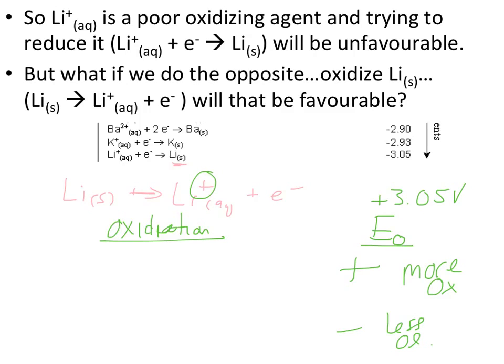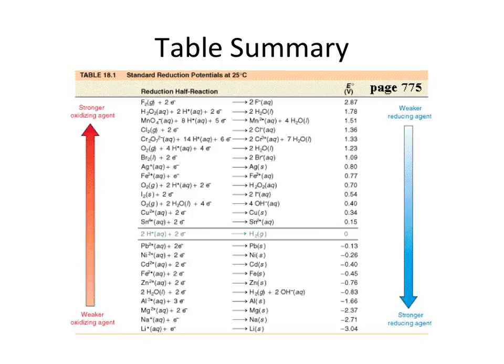Once you flip the equation, you flip the sign convention. So something that initially does not want to be reduced because it has a negative value, if you flip it, would now have a positive value, and it would want to be oxidized. Okay. So in this case, we have our summary.